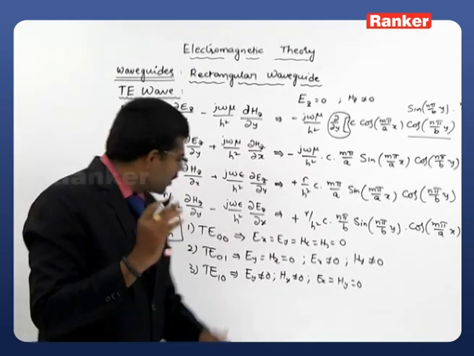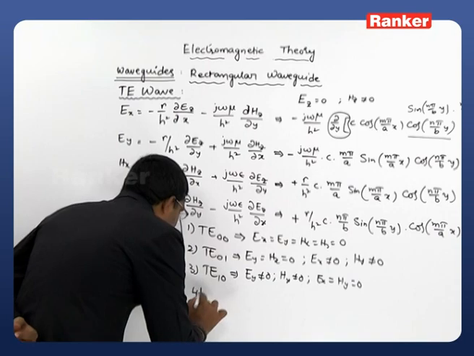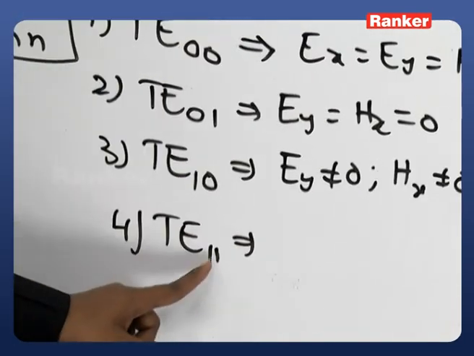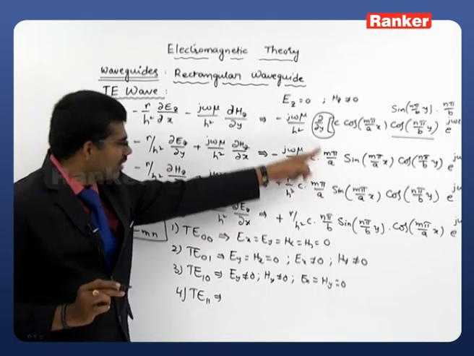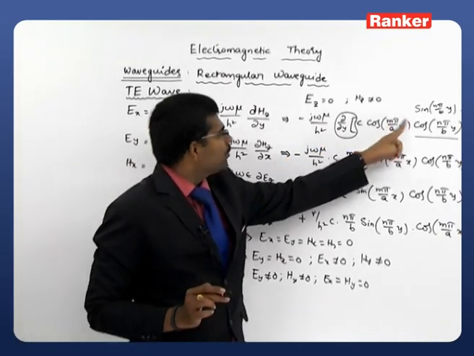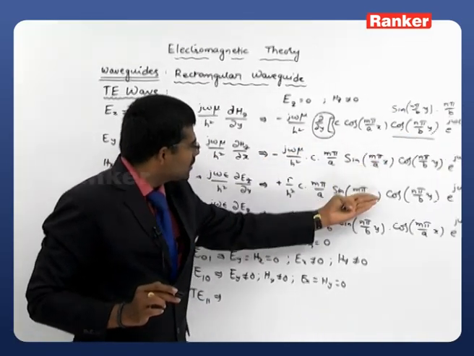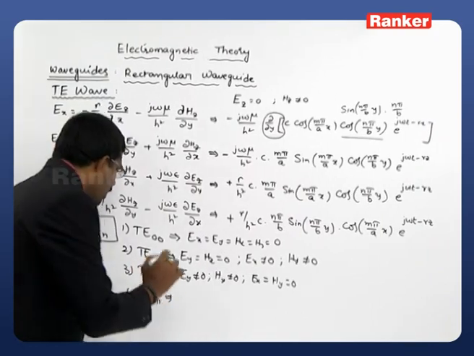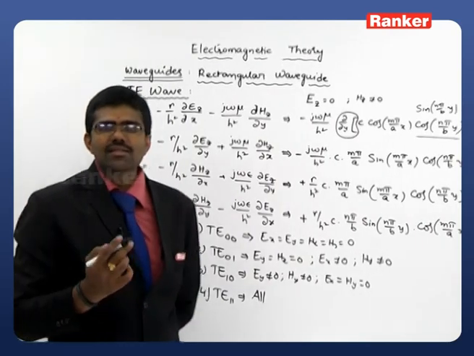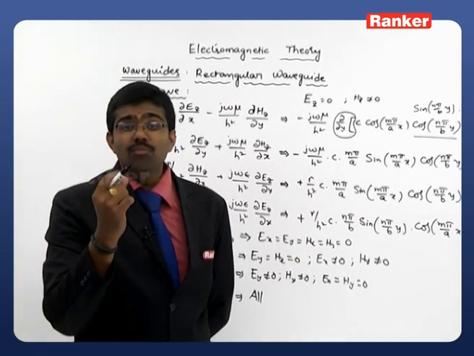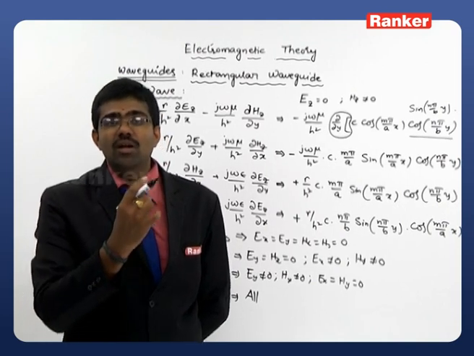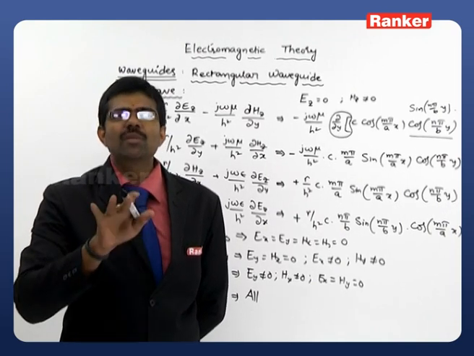And we will examine one more mode also, that is TE11. For this TE11, m equal to 1 and n equal to 1 will give you all these four field components. So nothing will vanish here. If you substitute m equal to 1, n equal to 1, this will exist, this will exist, this will exist, and this also will exist. So all field components will exist for us. Like this, depending upon the constants m and n, how many half wave variations there are along the broader and narrower dimensions, the wave propagation will be decided.